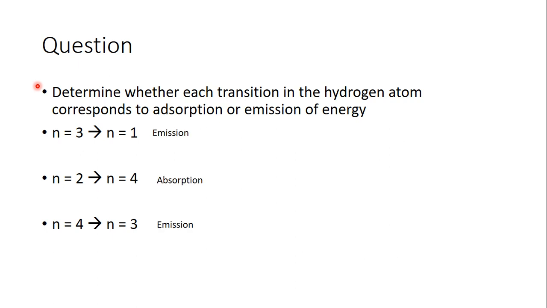Alright, so if you're going 3 to 1, you're going from high energy to low energy, you will emit light. If you're jumping from 2 to 4, which is low energy to high energy, you need to absorb light or energy to do that. And if you're going from 4 to 3, you emit energy.